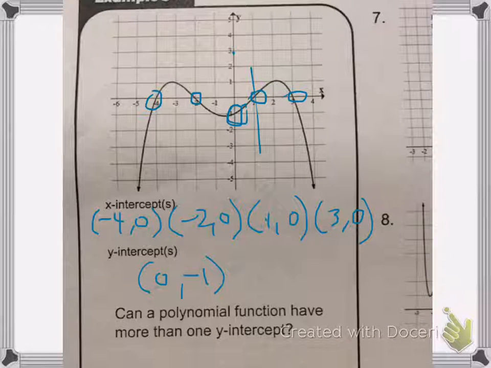So the question is, if we have another y-intercept somewhere here on the y-axis, could I draw a vertical line through this and have it touch only one time? And the answer is no. So we cannot have more than one y-intercept if we have a polynomial function.